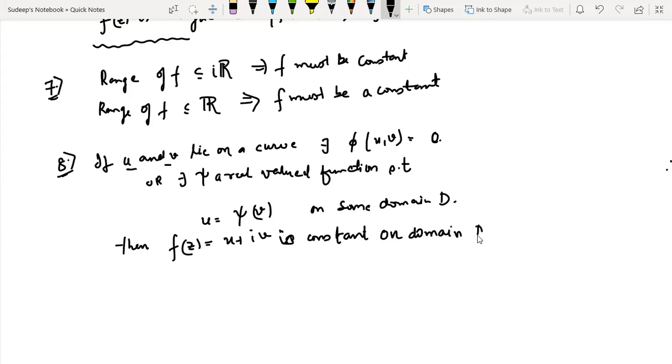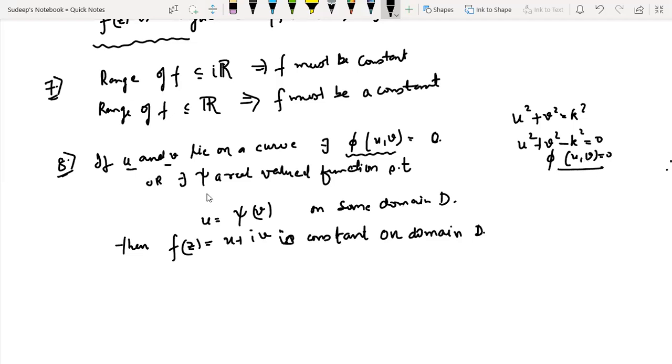I'll let you know what I want to say. I'm saying that if u and v are connected with some functional relationship, let's say u and v lie on a circle, that implies that u square plus v square equal to k square, or put another way, u square plus v square minus k square equal to 0. So I'm just writing it in this fashion.